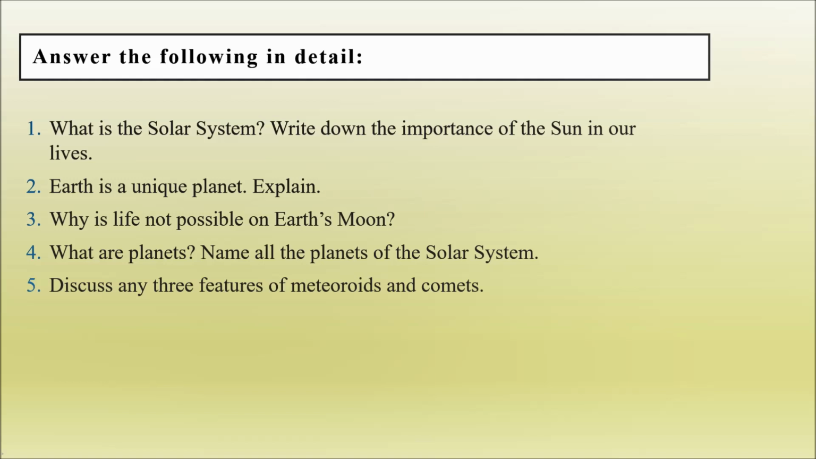Answer the following questions in detail. First question, what is the solar system? Write down the importance of the sun in our lives. Answer, the sun along with its 8 planets, that is Mercury, Venus, Earth, Mars, Jupiter, Saturn, Neptune and Uranus and other natural objects moving around it are jointly referred as solar system.